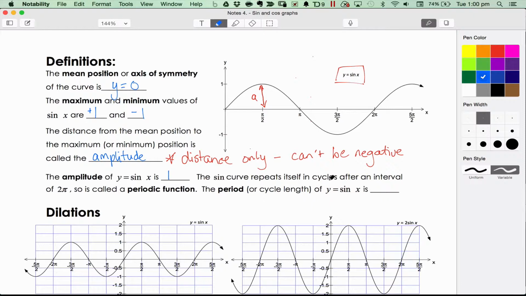The sine curve repeats itself in cycles after an interval of 2 pi, so it's called a periodic function. The period, or the cycle length, of y equals sine x. This is another word you need to know: period. Period is just one cycle before it starts repeating itself. So it stops at 2 pi. The period of this graph is 2 pi. It goes from 0 to 2 pi. That's how long one cycle is.